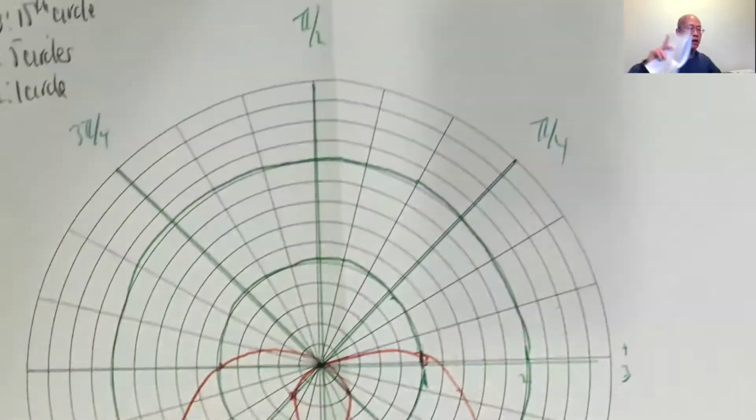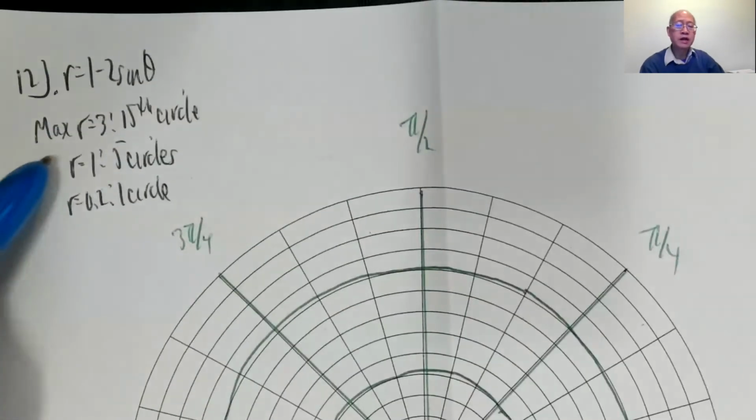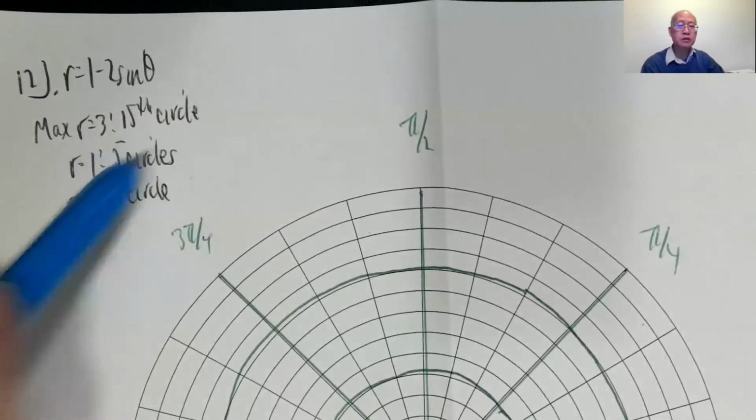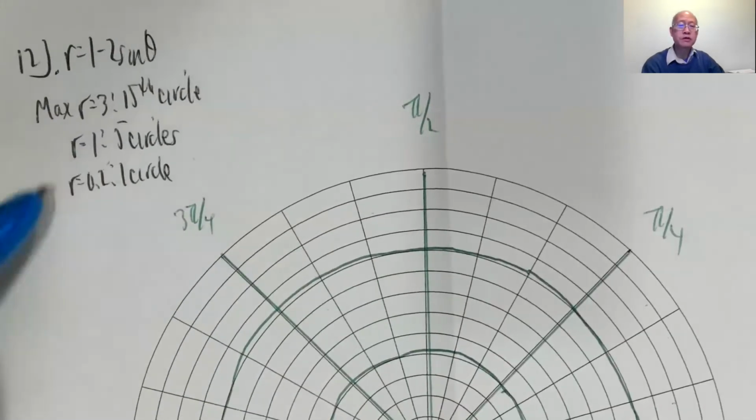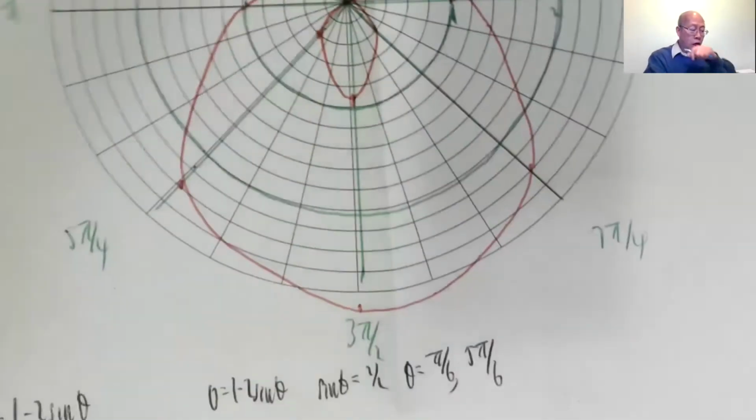Number 12. Polar graph. R equals 1 minus 2 sine theta. Maximum R is 3. That's the 15th circle. So R equals 1 is 5 circles. So R equals 0.2 is 1 circle. That's what we have.